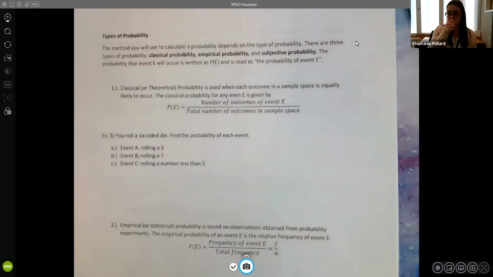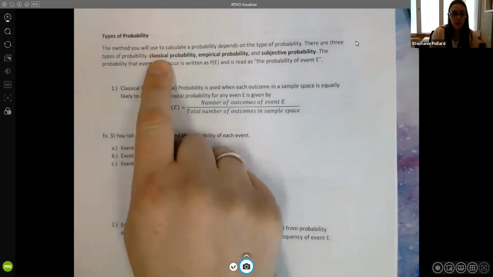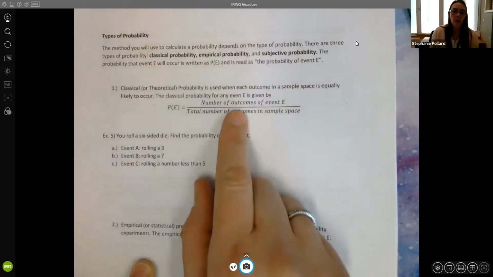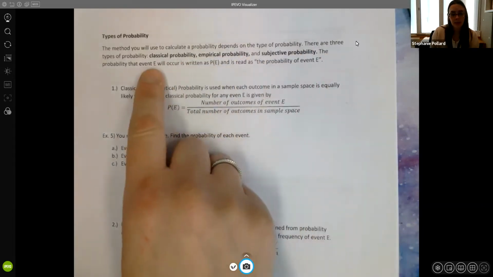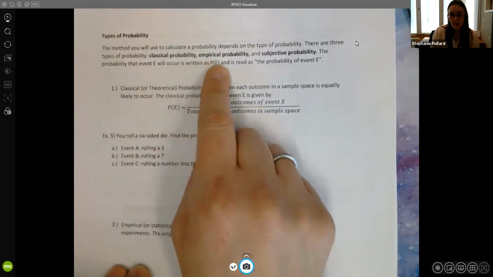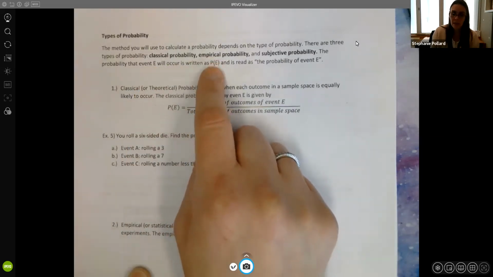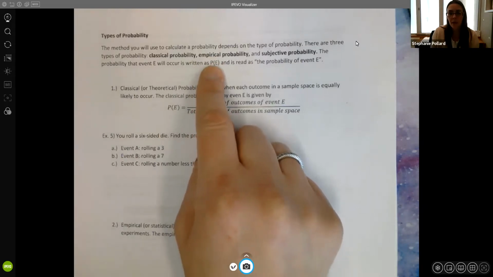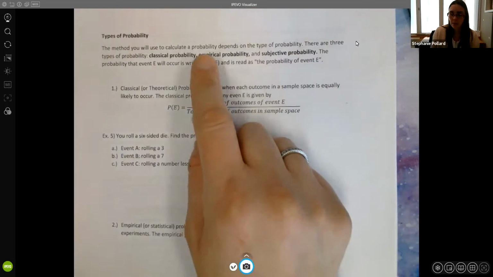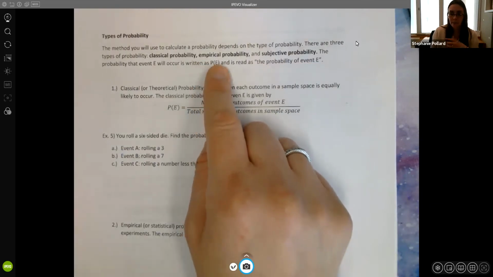Look at the different types of probabilities. There are three main types that we look at: your classical probability, your empirical probability, and your subjective probability. What we do is let E be the event, then we write the probability of E like this: P(E). This doesn't mean anything is being multiplied here. It stands for the probability of event E. So that's the notation we use. It doesn't mean that P is being multiplied by E.